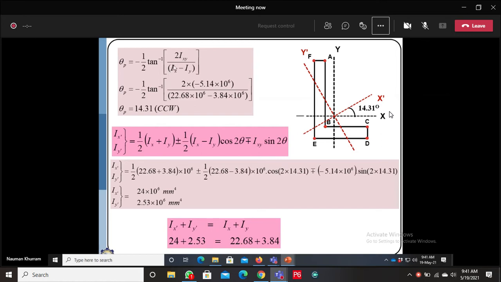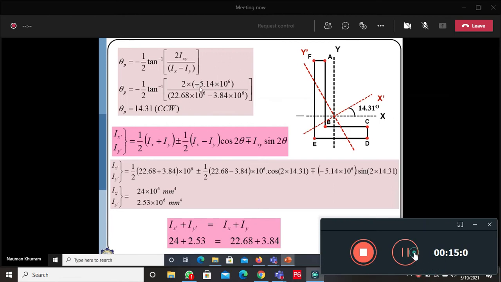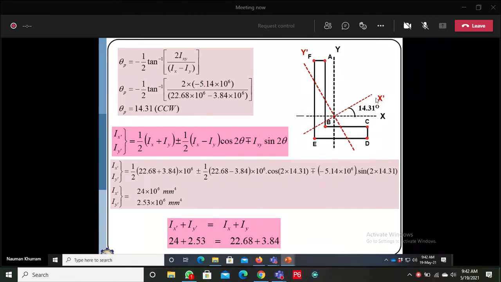Our reference axis is the positive x-axis, or Ix. In this equation, you need to substitute the respective values. It means that the x principal axis, or x bar axis, is oriented in the counterclockwise direction with a magnitude of 14.31 degrees from the x-axis. Similarly, the y-axis will also deviate with the same magnitude from its respective y-axis.